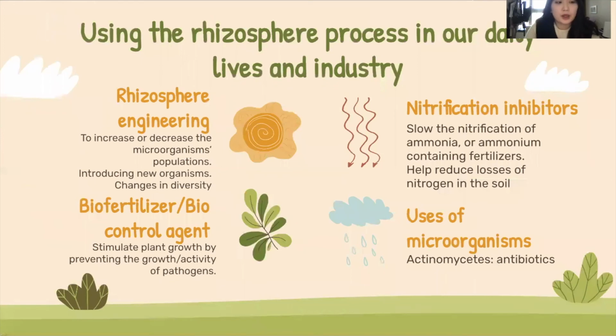Plant rhizosphere interaction and its developmental processes are used in various ways to control the growth of the crop and to prevent plant disease. We can increase or decrease the microorganism populations by controlling plant exudates or introducing new organisms. Actinomycetes, which are abundant in the rhizosphere, can serve as antibiotics that could impact plant and microbe interactions like nodulation, and they can act as biocontrol against plant pathogens.